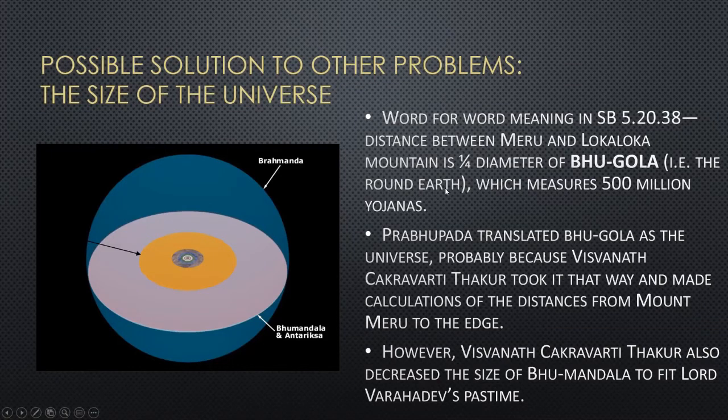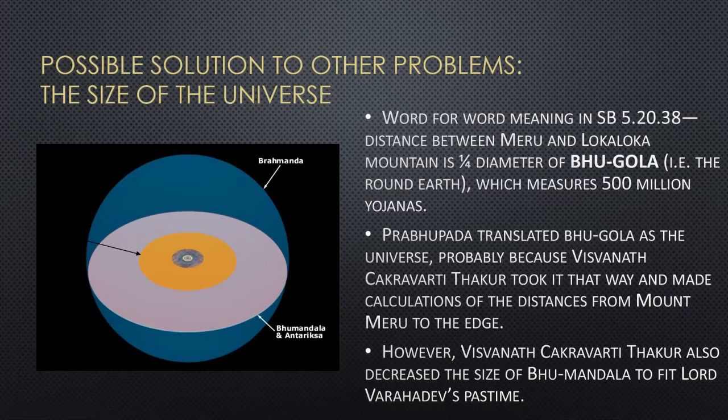That is to say, the round Earth, which measures 500 million yojanas. This Bugola, Srila Prabhupada translated as the universe, probably because Vishwanath Chakravarti Thakur and Sridhar Swami took it that way and made calculations on the distances from Mount Meru to the edge. We have to say, though, that they take the Bhagavatam very literally.